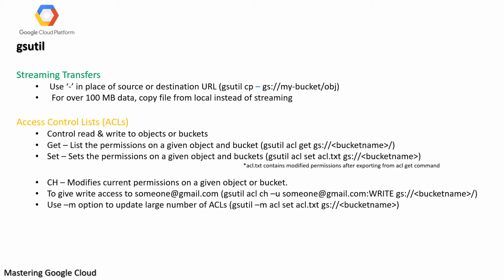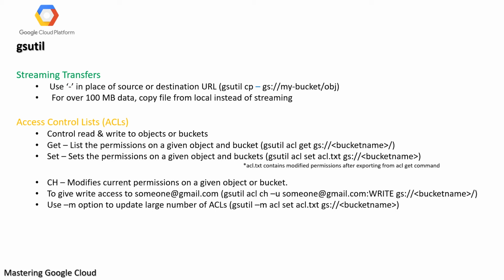Access control list. An access control list allows you to control who can read and write the objects or buckets. By default, objects have the same ACL as the bucket. You can use get to list the permissions on a given object and bucket. You can set the permission.